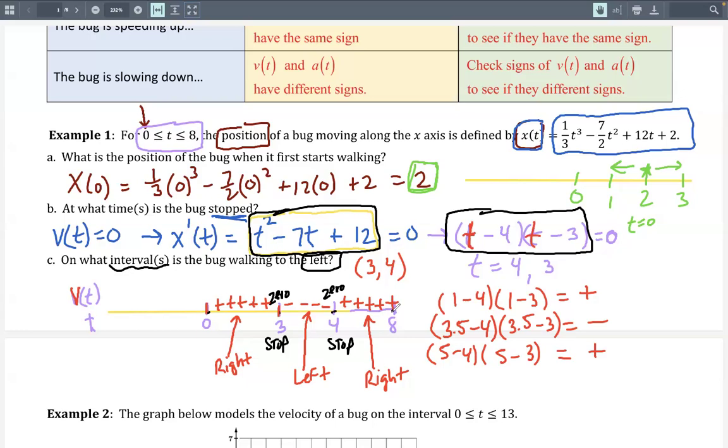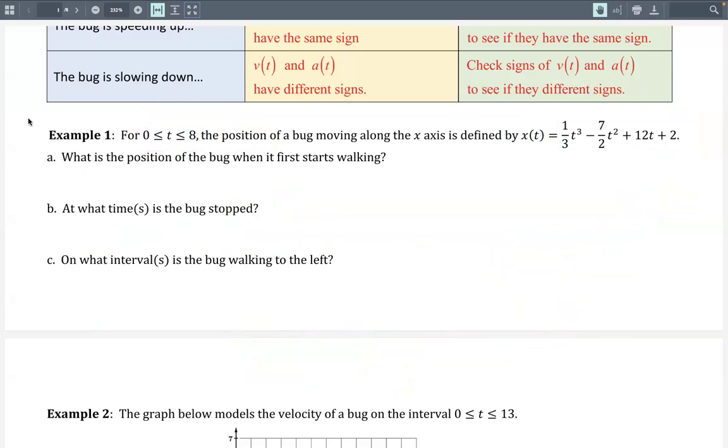Okay, now notice that this graph does not show its position. This was simply a graph of velocity, which tells you if it's moving to the left or right. All right, that was example 1.